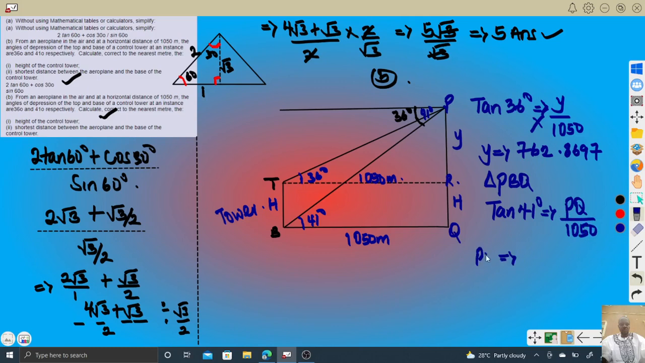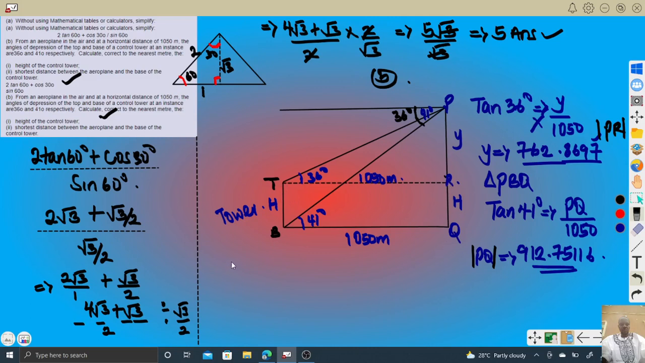PQ will be equal to 1050 times tan 41. This is giving me 912. Please verify: 912.75116, whatever. So these are my values. Y is, hope you know that Y is PR, and this is PQ. But I'm asked to find the height of the tower. So the height of the tower is RQ, same thing as TB. You can see they have the same length.